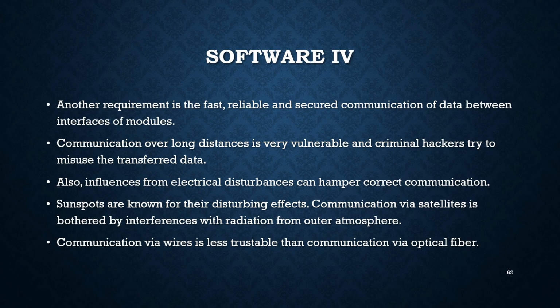Another requirement is the fast, reliable and secured communication of data between interfaces of modules. Communication over long distances is very vulnerable and criminal hackers try to misuse the transferred data. Also, influences from electrical disturbances can hamper correct communication. Sunspots are known for their disturbing effects. Communication via satellites is bothered by interferences with radiation from the outer atmosphere. Communication via wires is less trustable than communication via optical fiber.